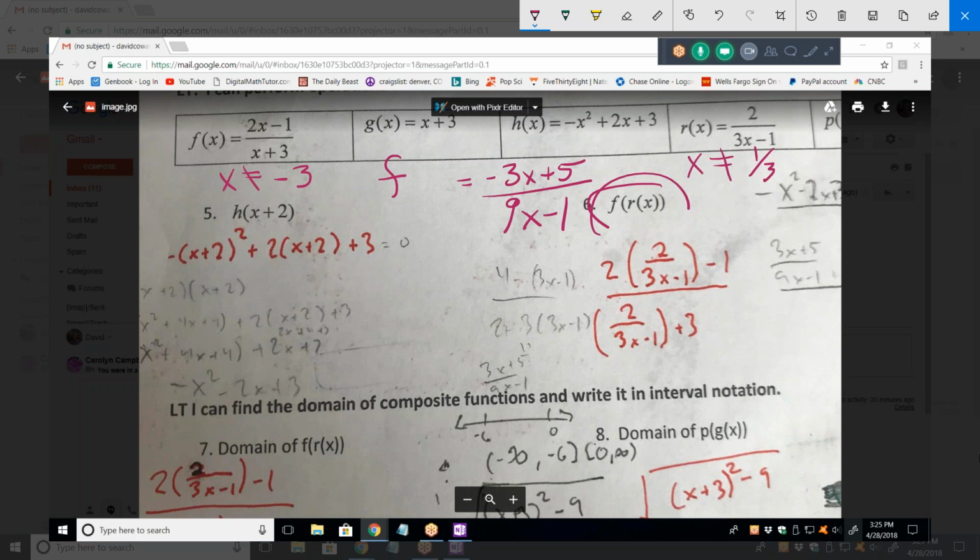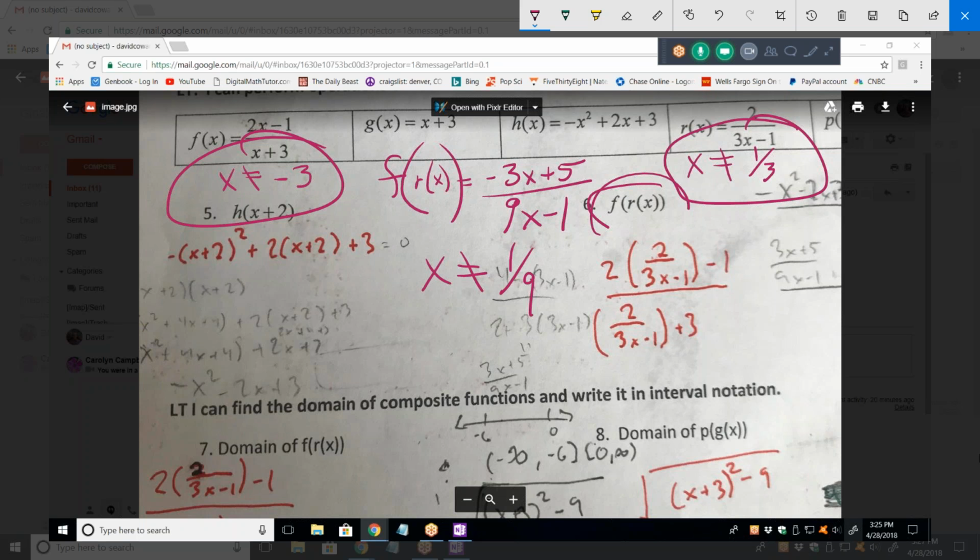Notice this has its own domain restriction. In addition to the two original, this gives us what? What else can x not be equal to now? 1/9. So your domain, let's see, have you had interval notation, Sam? Probably. I just don't remember this unit very well. All right. Well, x can be any number you want except one of these three numbers.